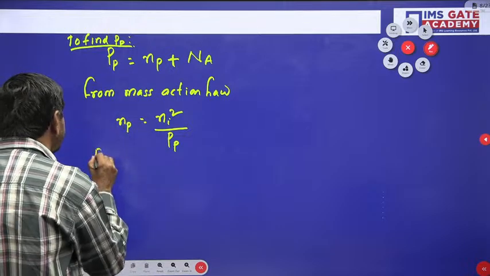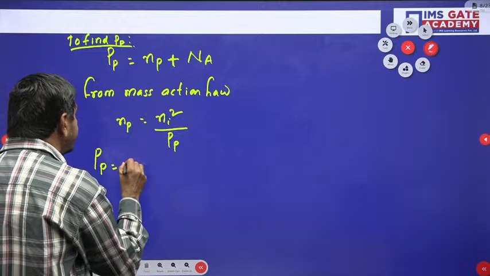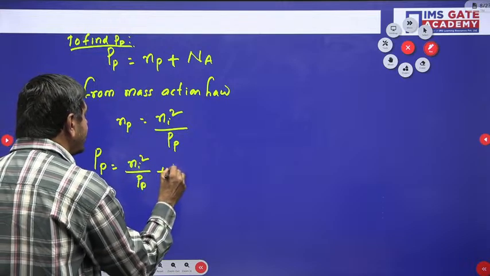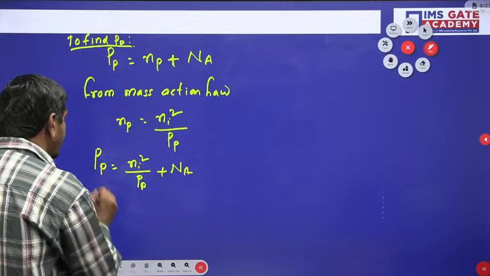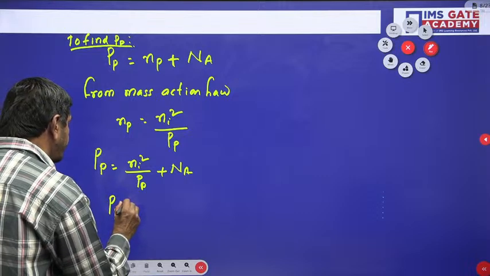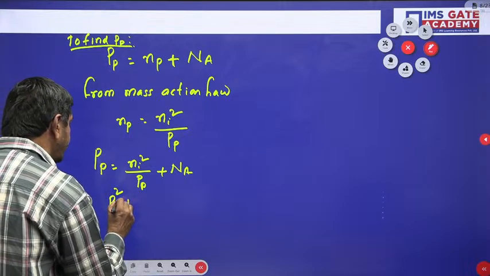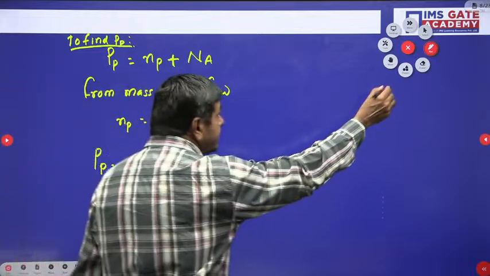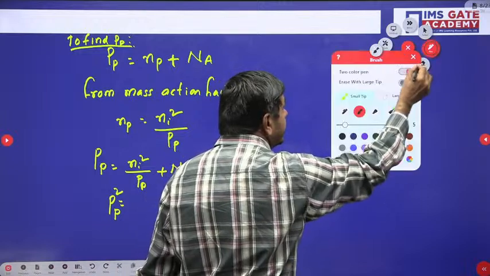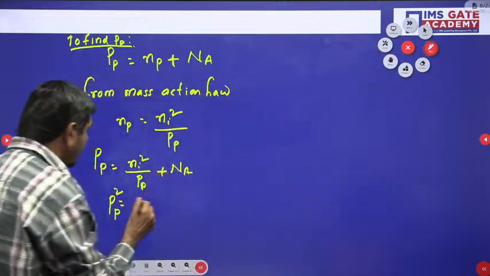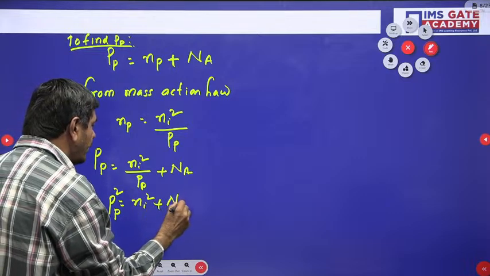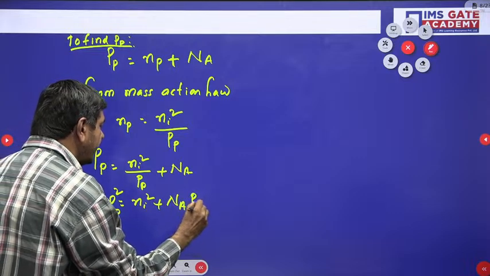Suppose I am substituting here now. p suffix p equals n suffix p, which is Ni square by p suffix p, plus Na. Then I want to cross multiply here now. After taking the LCM, I can write p suffix p into p suffix p, whole square, equals Ni square plus Na into p suffix p.